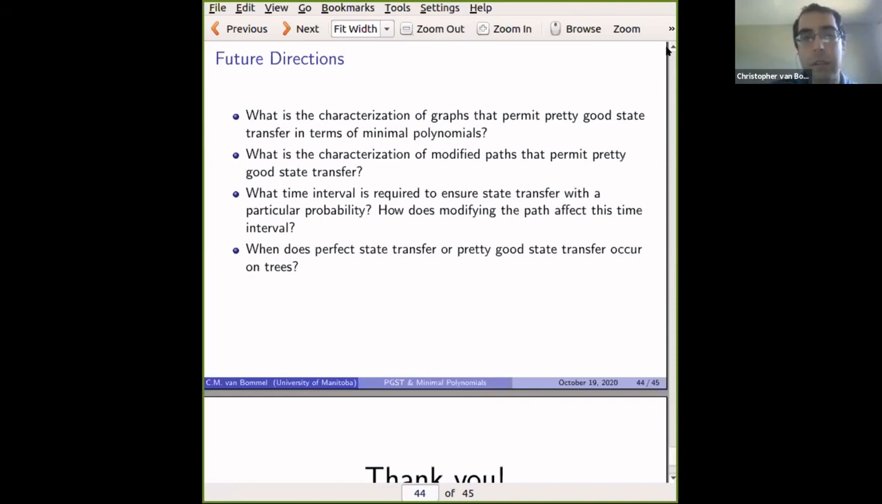And another question that's been floating around is resolving when perfect state transfer or pretty good state transfer can occur on trees.